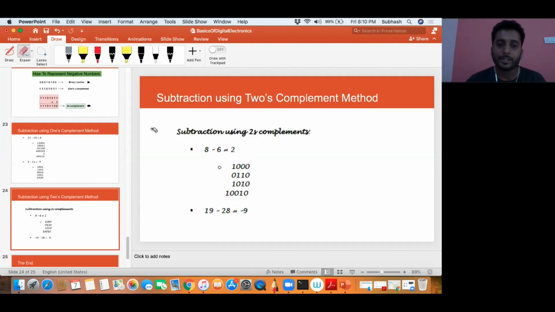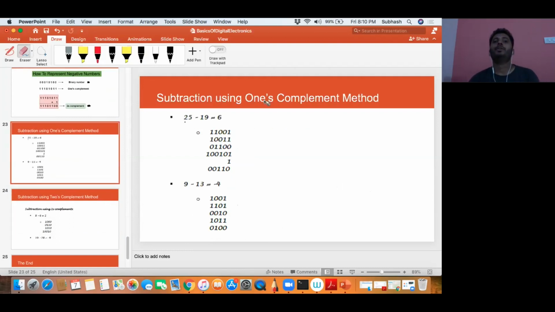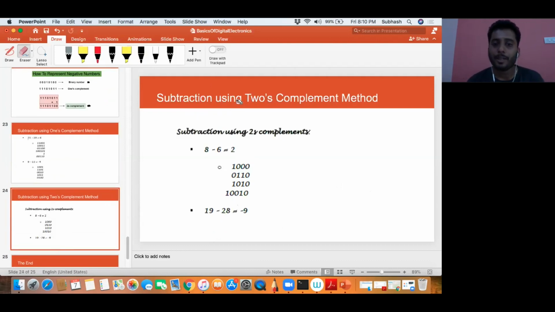The previous slide was subtraction using the ones complement method, but now it is subtraction using the twos complement method. In the twos complement method also you can do two things: you can subtract a smaller number from a bigger number, and you can subtract a bigger number from a smaller number.